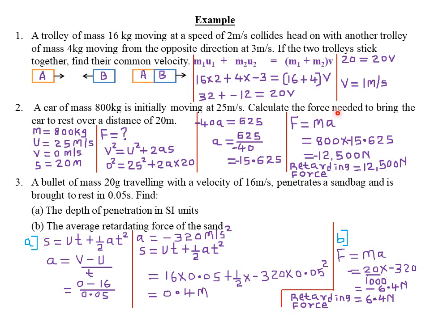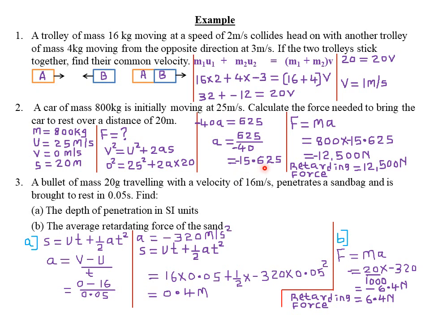We are told to calculate the force needed to bring the car to rest. If the body is ending its journey at a state of rest, then it must be moving with a reducing velocity. So in short, the body is decelerating, and that's why we are finding the value of acceleration as negative. So acceleration is negative 15.625 meters per second squared.